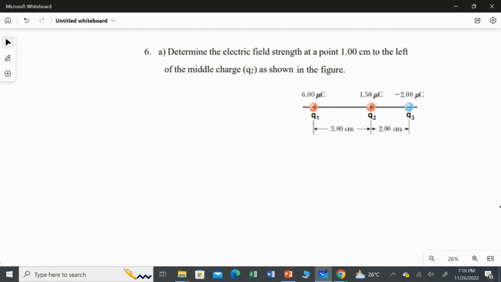Determine the electric field strength at a point 1 centimeter to the left of the middle charge. So what is the middle charge? You have to see this figure. Q1, Q2, Q3 are exactly sitting on a line, and here Q2 is the middle charge. So what they say is exactly 1 centimeter to the left of the middle charge. So that means we take this over 1 centimeter approximately. So in this place it's 1 centimeter. So the distance between this point and the charge Q2 is 1 centimeter. Clear? Okay.